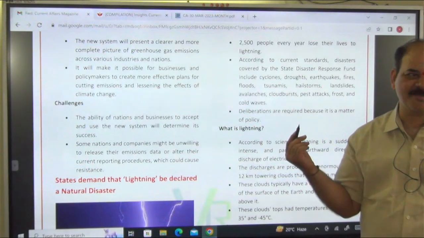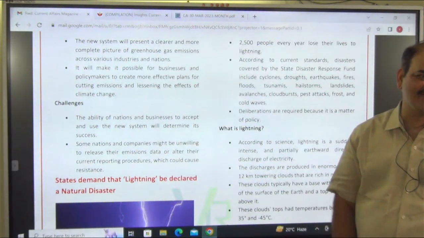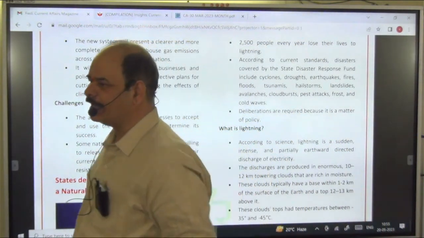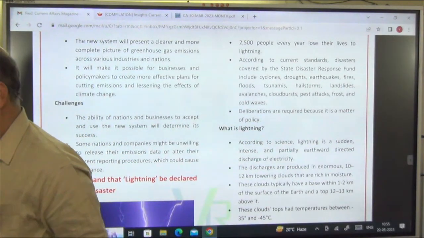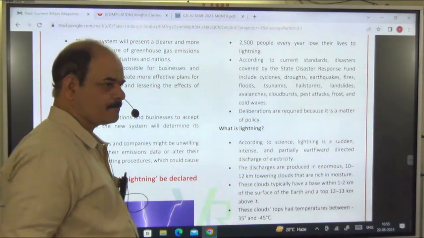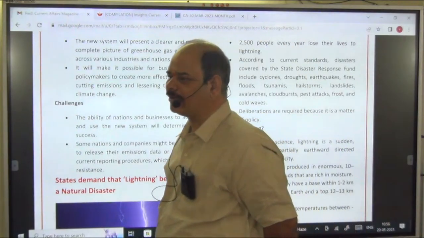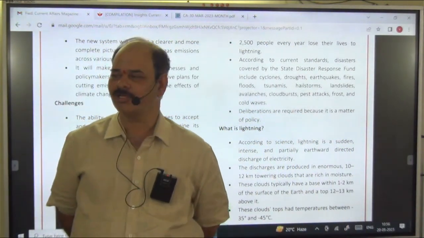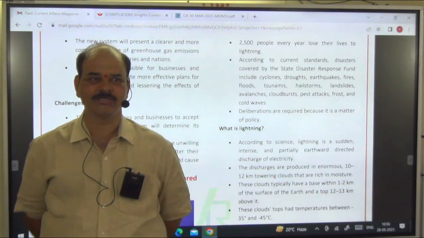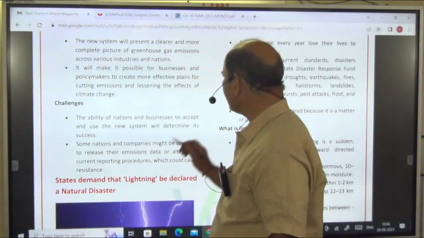According to current standards, disasters covered by the state disaster response fund include cyclones. You know, cyclone is a low pressure area and especially coastal areas will suffer a lot. And droughts, it is lack of rainfall. Cyclone is heavy rainfall. Drought, lack of rainfall. And you have to remember the definition of drought. If the annual rainfall in the region is less than 50% of the normal, then it is called as a drought. Suppose if the annual rainfall in the year is 100 centimeters, then if it is only less than 50 centimeters, then it is called as the drought.